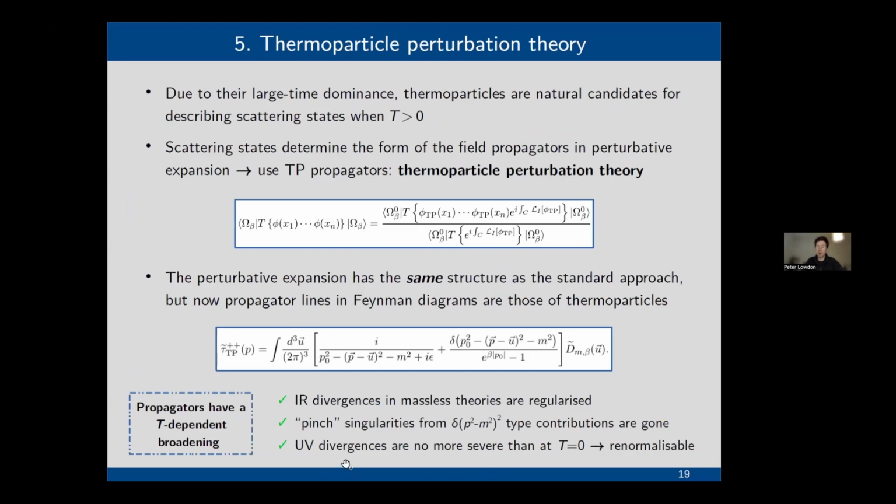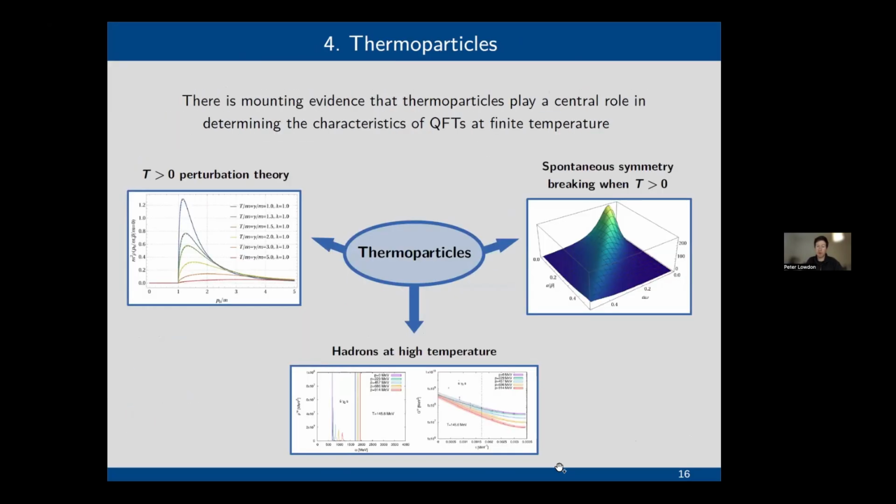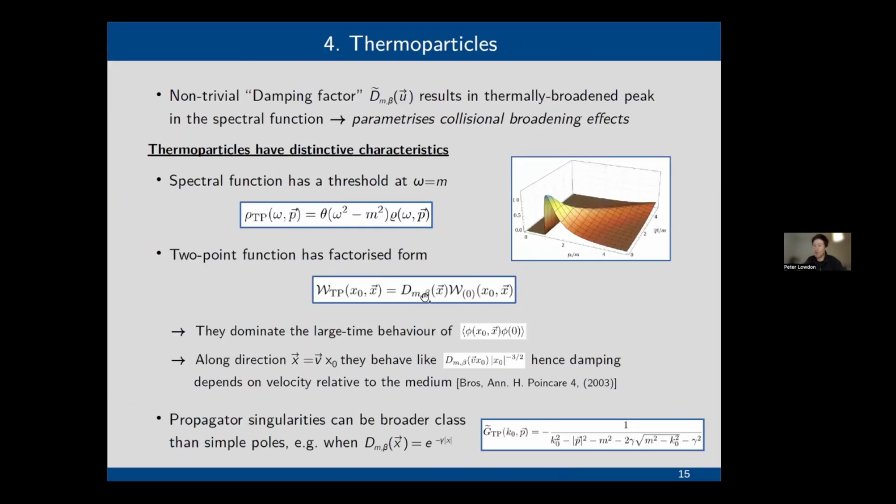What you can also show is that the UV divergences that you get from doing this perturbation theory are the same as in the vacuum theory. The reason is that the damping you introduce doesn't change the UV behavior. This is just about the IR behavior of your propagators.